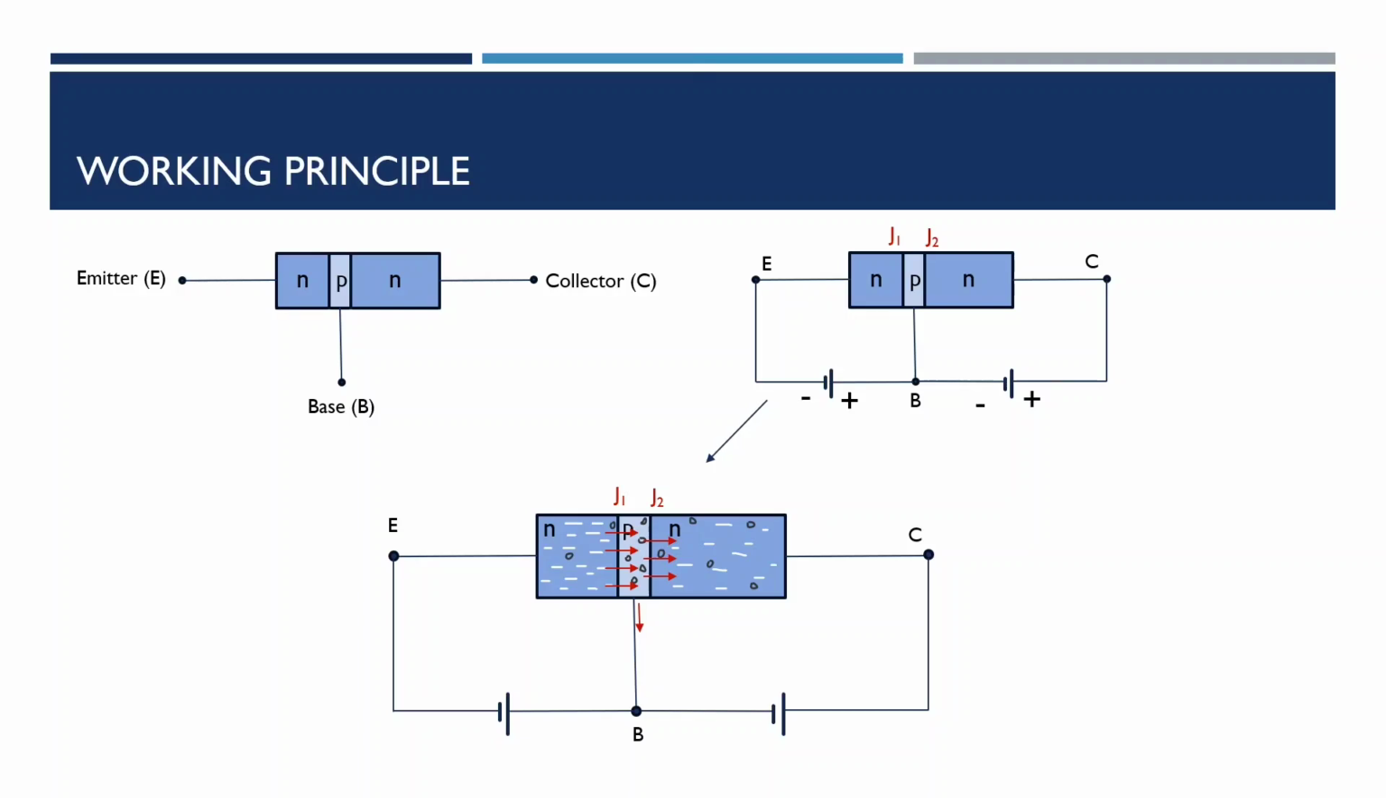Now, the red arrows that I have shown so far are the electron flow direction. So the conventional current directions of the terminals will be indicated as the blue arrows.